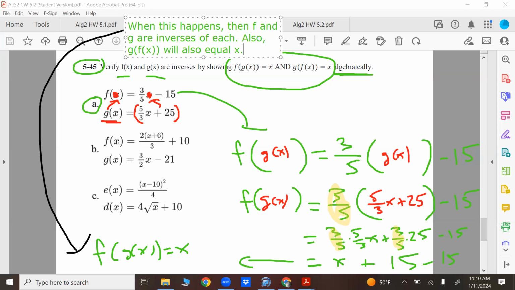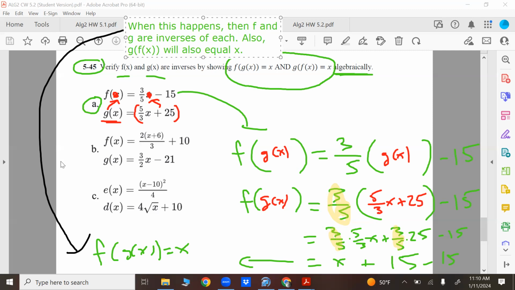Technically, you should do it the other way around, g of f of x, just to make sure they didn't make any mistakes. You should, but it's okay, as long as it shows me once. So do the same thing for B and C. Plug g into f, or d into e for part C, and prove they're inverses by getting x in the final answer. The final answer should come out as x.